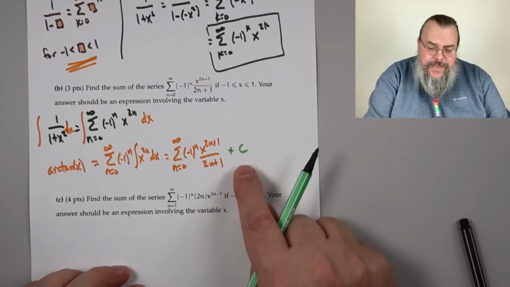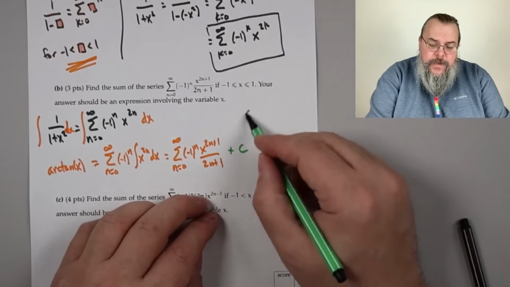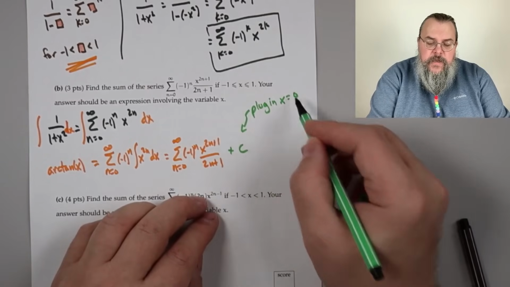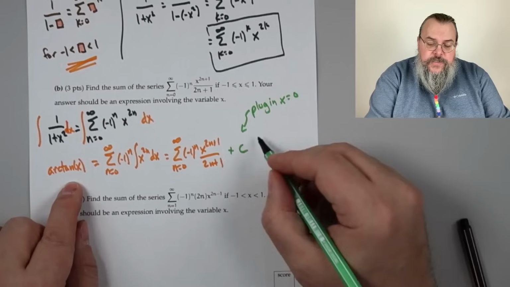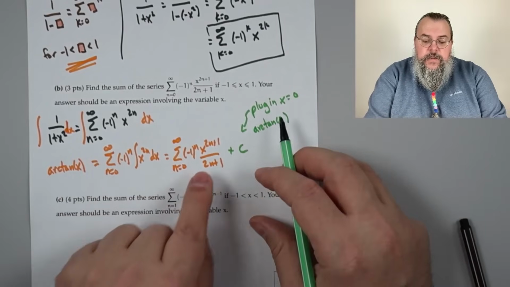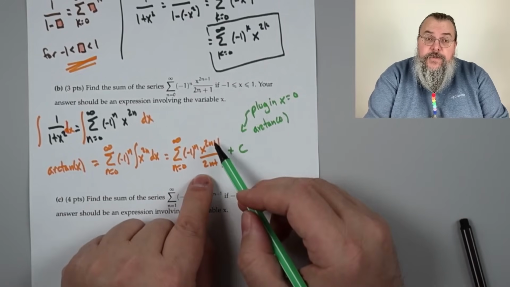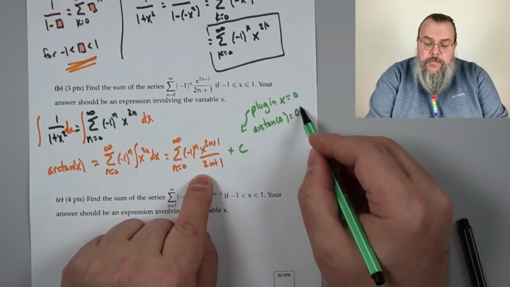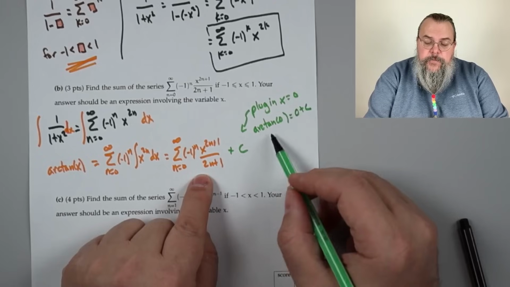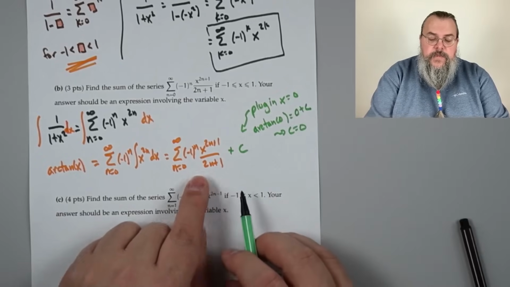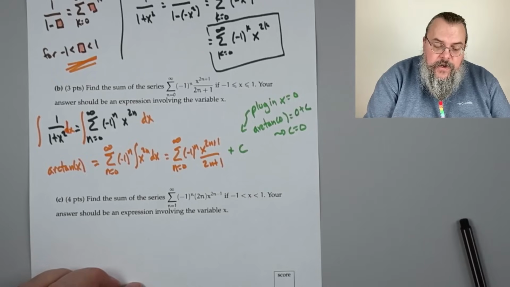So how do you find c? Well, you plug in x equals 0. And what do we get? Arctangent of 0. In the sum, you always have 0 to a positive power, so that turns out to be 0 plus c. But arctangent of 0 is 0, so this says that c equals 0. Good.